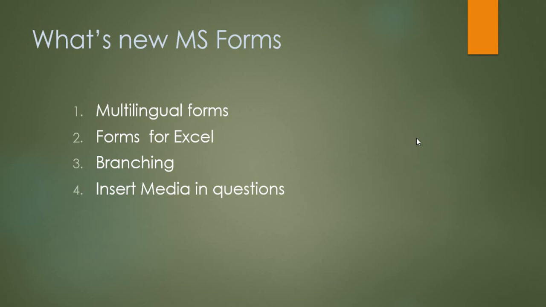And the second one is forms for Excel. If you go to your OneDrive, you would find one new option, which is forms for Excel. So you can just create your form within Excel, and the data and the output would be shown there itself. And the third one, which is the most awaited one, is branching. Whenever a power user wanted to create any survey or quiz, the most awaited feature was to have branching in between based on the responses. Now we have that feature.